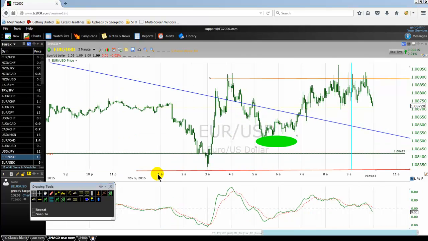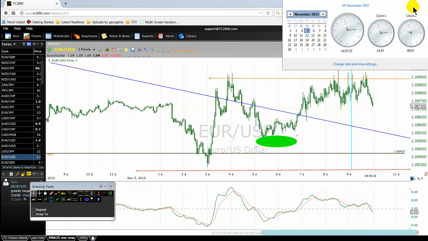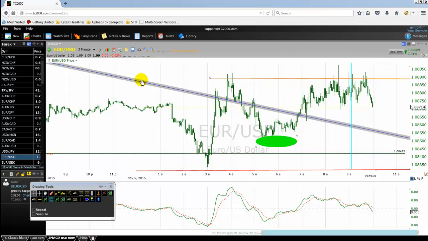Let's continue, traders. The time in London is now 57 minutes past 2 p.m. In New York, 57 minutes past 9 a.m. All right, on the 5th of November 2015. Okay, let's see what's happening here.